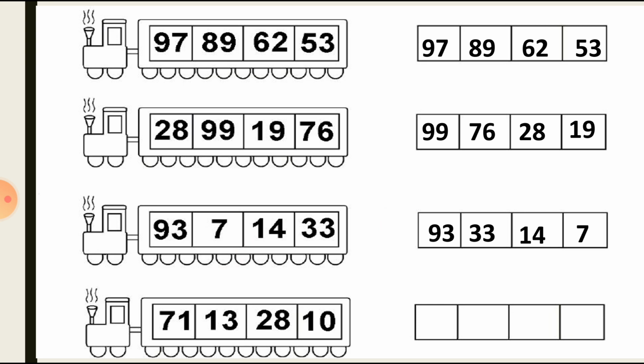Last one, just find out the biggest number first, which is 71. So write down this number here. After it 28 will come, then 13 will come, and at the last 10 will come. So this way you have to arrange the descending order, students, and just arrange biggest to smallest digit.